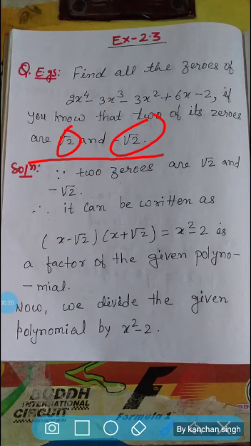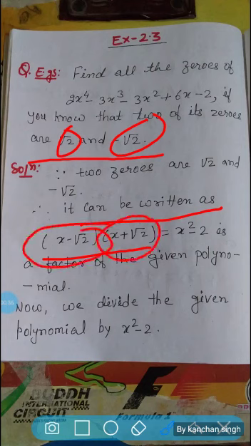So if zeros are given, then we can find. Since two zeros are root 2 and minus root 2, this can be written as x minus root 2 and x plus root 2, as you know we used to change the sign. After calculating, a minus b and a plus b becomes a square minus b square. So here we are getting x square minus 2. So we can say that x square minus 2 is a factor of the given polynomial.